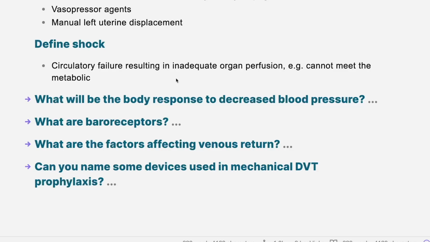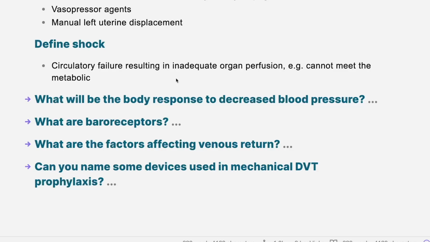Another response will be a mechano response, or baroreceptors. Baroreceptors are receptors that are found on the upper end of the carotid sinus, which is basically in the upper end of the common carotid artery, or the lower end of the internal carotid artery, and also present on the aortic arch. These receptors are very responsive to any stretch in the wall.